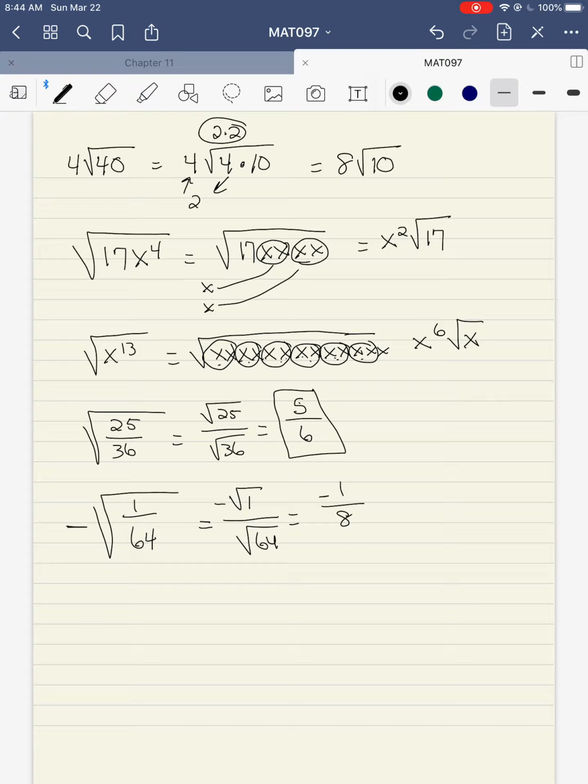Sometimes it doesn't work out where everything is a perfect square. Let's say I have the square root of 5 over 16. Again, when I split this apart, square root of 5 over square root of 16, nothing happens with that square root of 5. However, with the 16, that is a perfect square of 4. So that answer would be square root of 5 divided by 4.